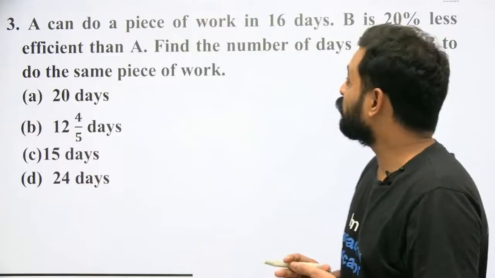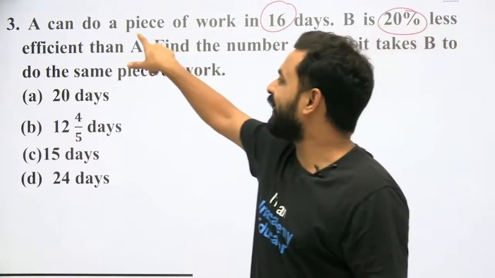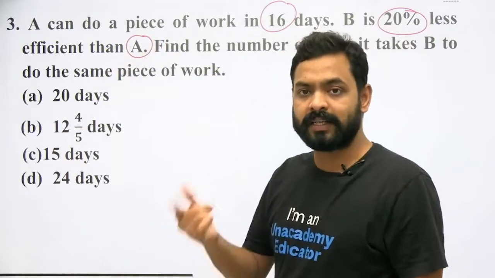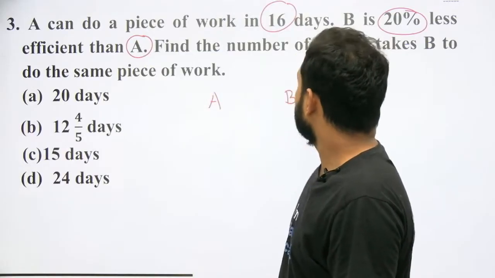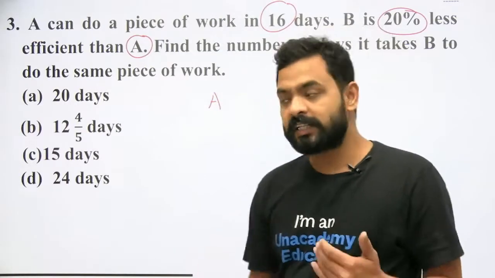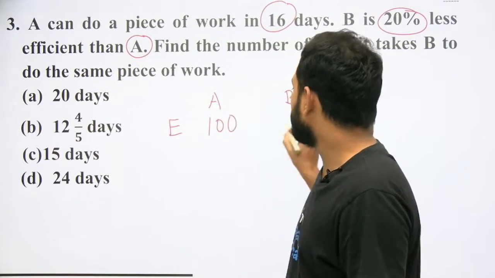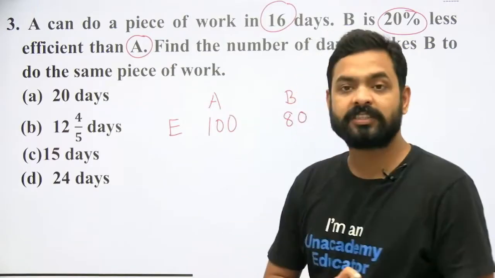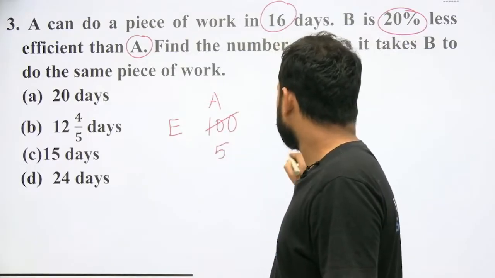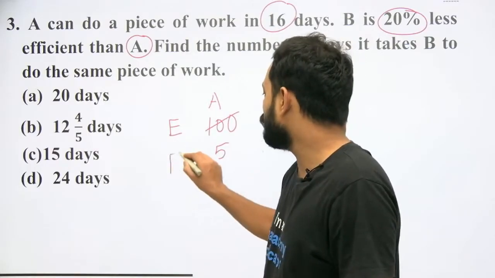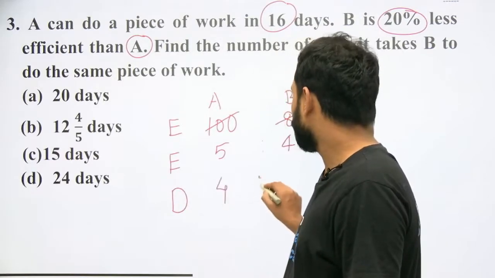Next question is, A can do a piece of work in 16 days and B is 20% less efficient than A. Now let me write down A and B. B is 20% less efficient than A. So if I consider A's efficiency to be 100, then B's efficiency will be 80. That means the ratio of efficiency will be 5:4. So the ratio of days or the time will be 4:5.